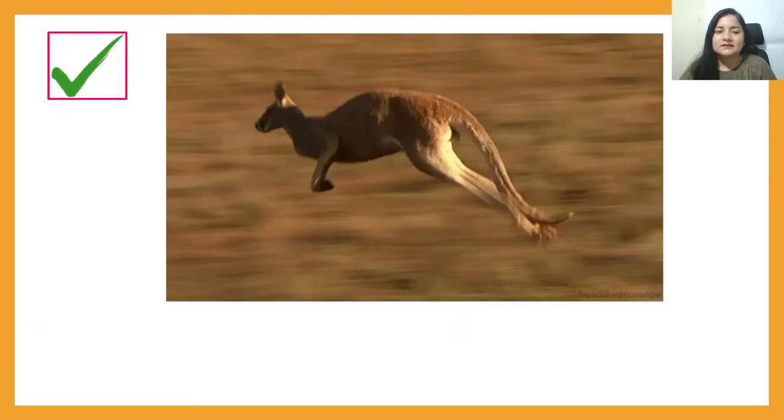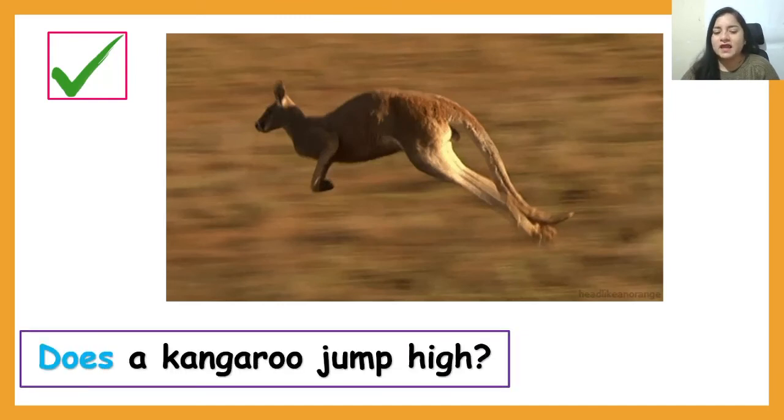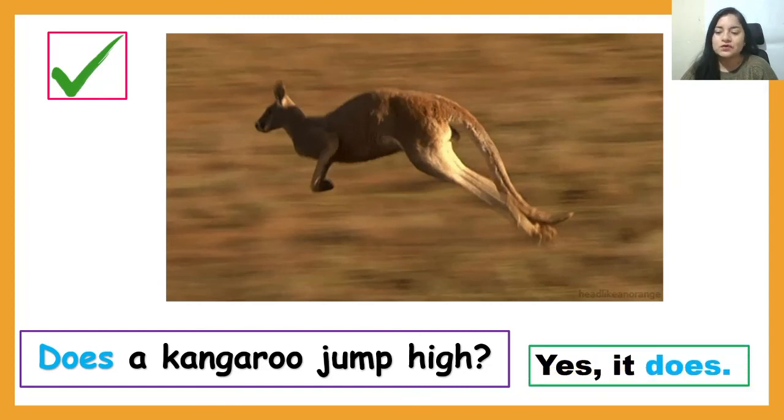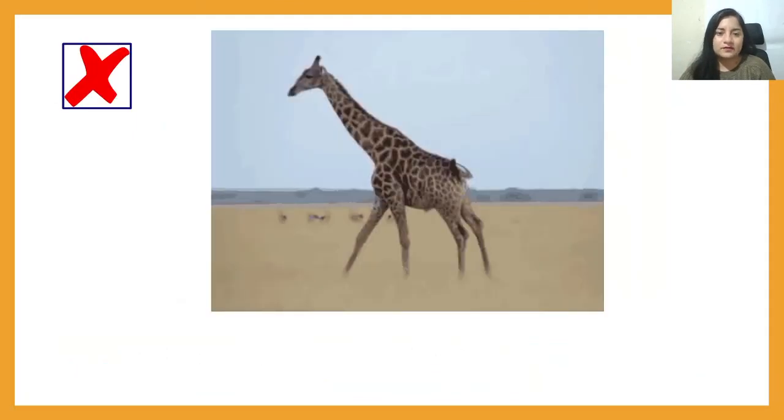Okay. And now I have the picture of an animal. And my question is, does a kangaroo jump high? Remember that a kangaroo can be replaced by the pronoun it. So you say does. Does a kangaroo jump high? Yes, of course. So my answer is yes, it does. Okay? Remember the pronoun it is for animals in singular.